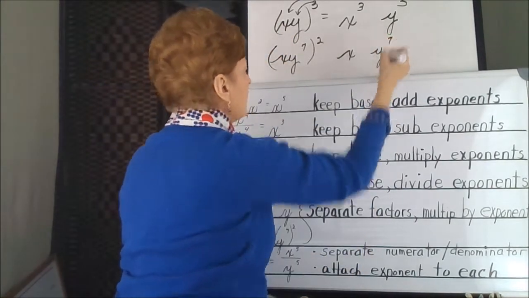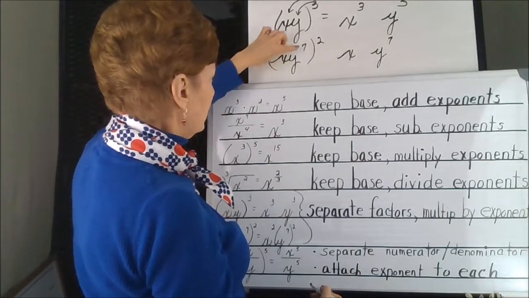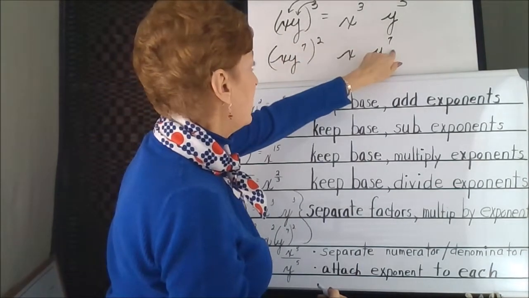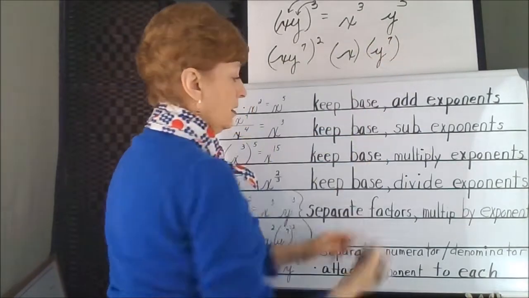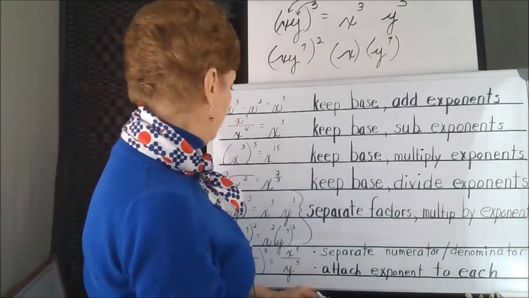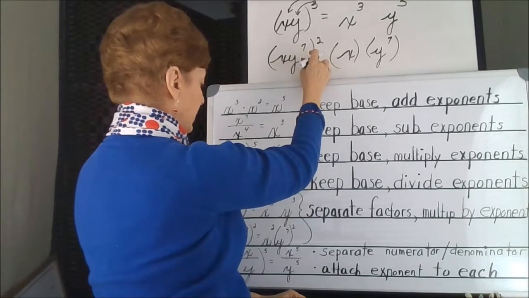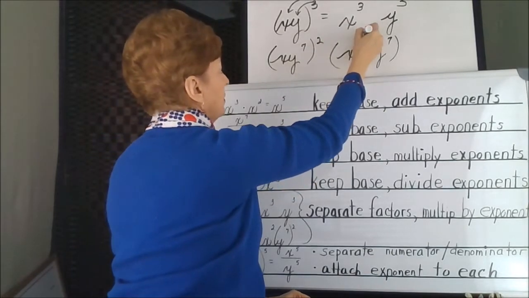That 7 is not touching this x. It's just touching the y. So that comes over here. And then we're going to multiply by the exponent. The exponent in this case was 2.